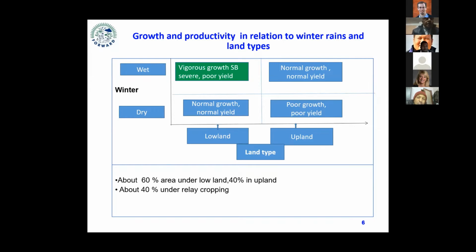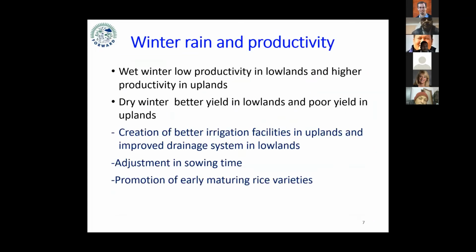But if there is a dry winter, then in the lowland, growth is normal and the yield is also normal. And in the wet years in the upland area, there is normal growth and normal yields. If it is a dry winter, the upland area suffers. There will be poor growth and poor yield. So, apart from the other available technologies, everything is determined by the state of winter rain, whether it is wet or dry. Next, please.